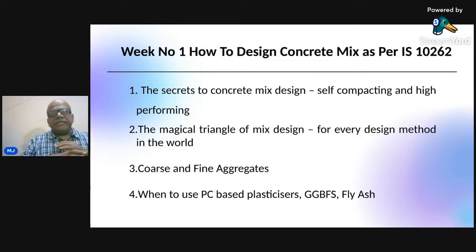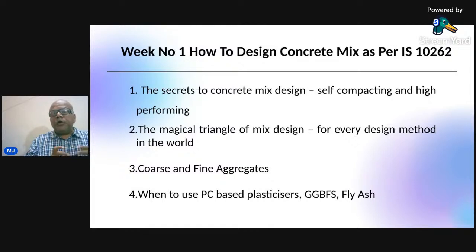When I designed this learning program, I was looking for what are the things which civil engineers have to know, the most important things. So the first one is our Bible. So the first Bible is our IS 456 code. The second for civil engineers is IS 10262.